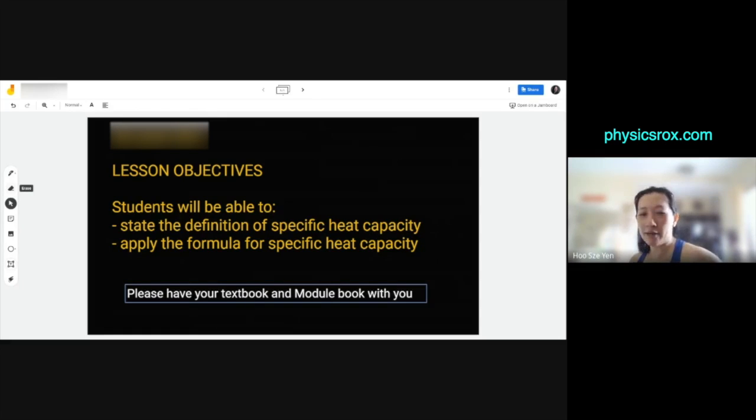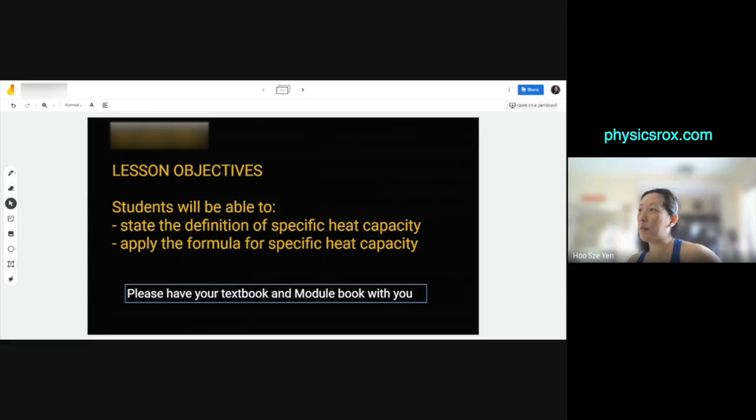I don't like how this topic straight away starts with formula. I think that's very confusing. But you can refer to your textbook, the module book, which we will use in a moment. But I'm going to explain this my own way. But you can refer to the textbook if you need to.